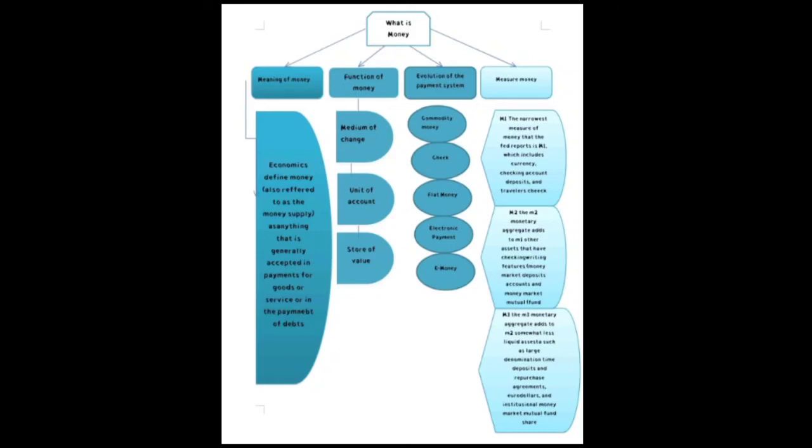And third, M3. The M3 monetary aggregate adds to M2 somewhat less liquid assets such as large-denomination time deposits and repurchase agreements, and institutional money market mutual fund shares.